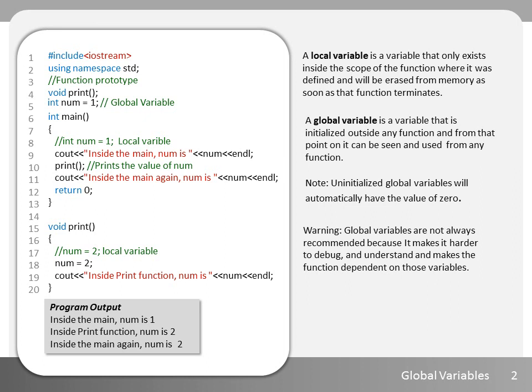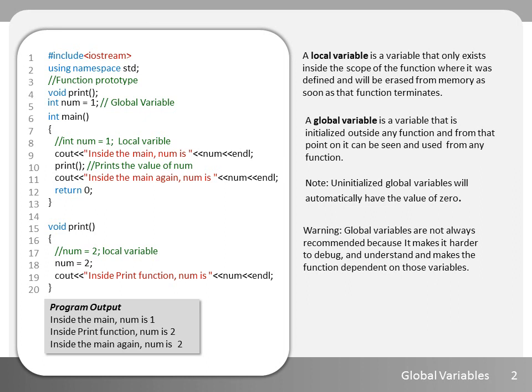Now, when we read through the program again, on line 9 it prints inside the main num is 1. And then there's a call to function print. And on line 18, function print changes the value of num to 2 and prints inside print function num is 2. It then returns to its caller and prints inside the main again num is 2. Remember that now num is 2 back in the main, since num is now a global variable and can be accessed by both the main and print function.